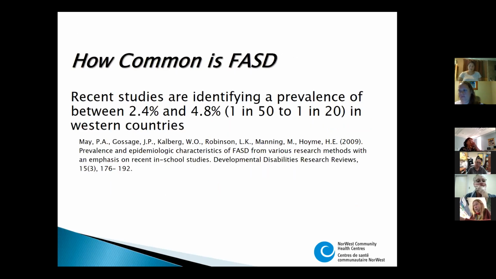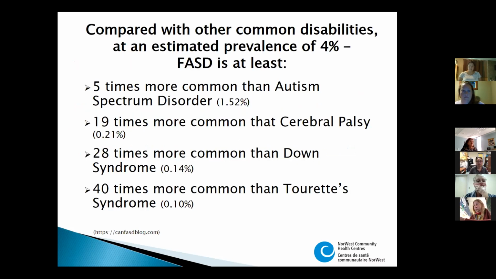I know Kelly touched on this. How common is FASD? Recent studies are identifying a prevalence of between 2.4% and 4.8% in Western countries, so as high as 1 in 50 or as low as 1 in 20. Compared to other common disabilities, at an estimated prevalence of 4%, FASD is at least 5 times more common than autism spectrum disorder, and I know sometimes that raises some eyebrows. It is 19 times more common than cerebral palsy, 28 times more common than Down syndrome, and 40 times more common than Tourette's syndrome.